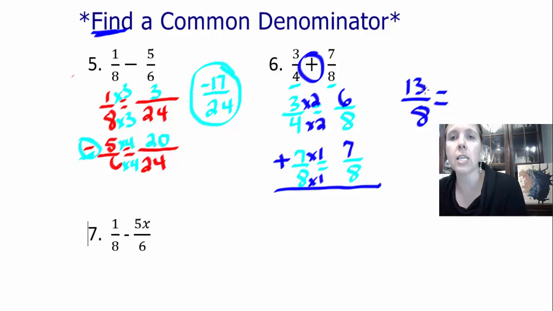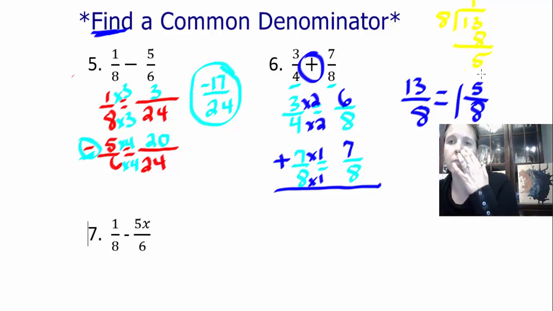8 goes into 13 how many times? Because remember, this is just a division problem. 8 goes into 13 once, with how many left over? With 5 left over, 5 over 8. If you can't remember how to do that, you can just divide. Remember last section we said it's just a division problem. So this is just 8 into 13. It goes once, and there's 5 left over. This would go 5 over 8. So 1 and 5/8. Okay?